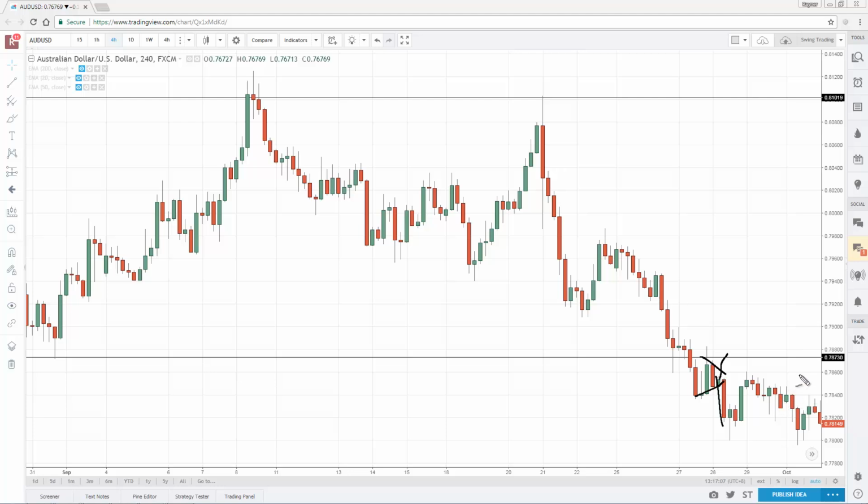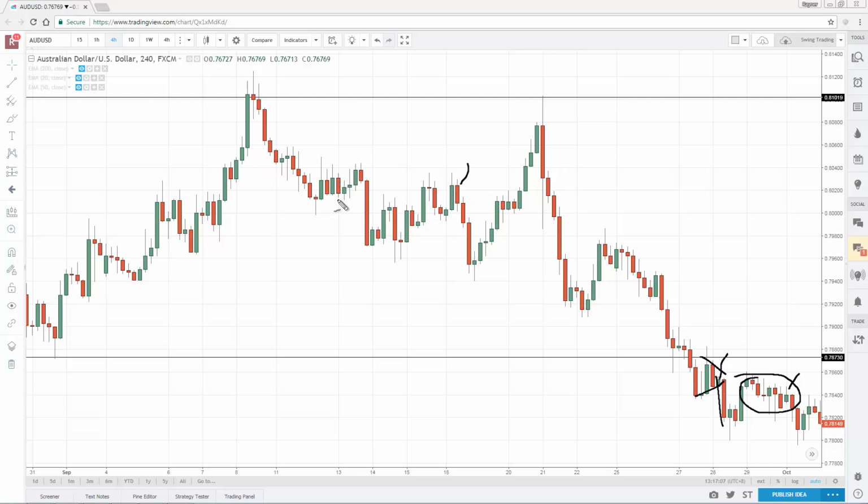Okay, where else? This is another harami as well. The range of this candle is within this candle, and this candle is within this candle. You can see that the bodies of the candles are basically shrinking. So it's telling you that the volatility of the market is contracting. This is another harami, although it's not very small, but it's still being covered by this previous candle.